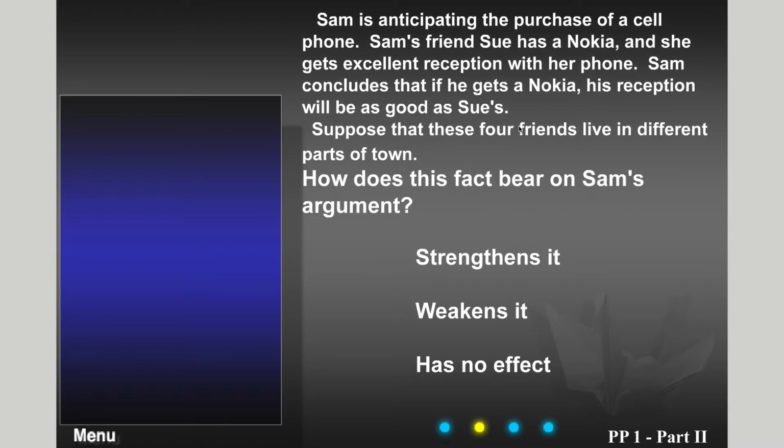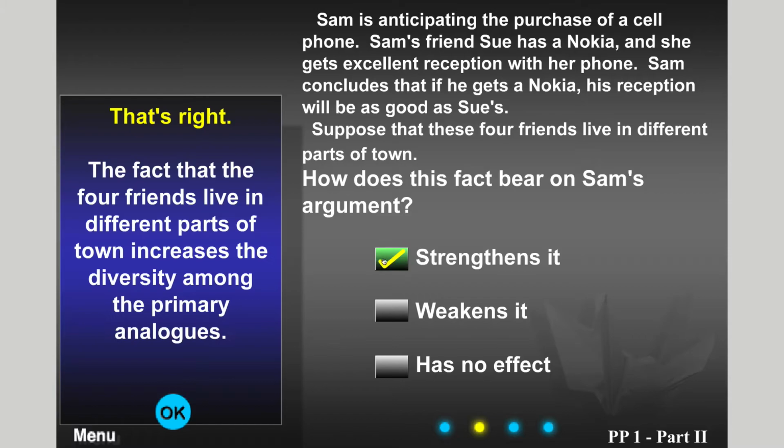Now suppose that these 4 friends live in different parts of town. Well, that's another one of our principles of diversity. That strengthens our argument too. If they all lived in the same part of town, for example, across from Sue, who lives only half a mile away from the cell tower, that would weaken it. That strengthens it, though. We have a diversity among the primary analogs.